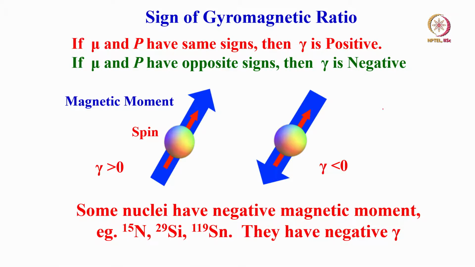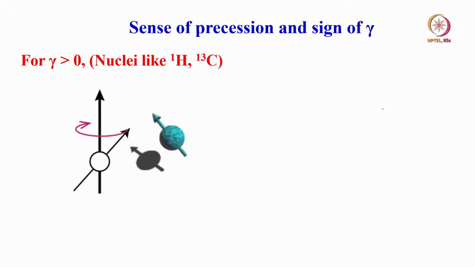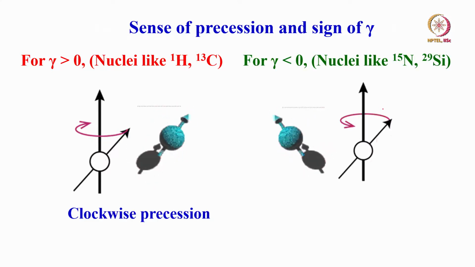You may ask me, so what? Positive or negative is a simple number. How does it matter? It has importance as far as the precession is concerned. For example, the sense of precession changes with the sign of gamma. For gamma greater than 0, it is rotating clockwise like this. For example, proton. You put the protons in the magnetic field, they start rotating like this in the clockwise direction. Similarly, carbon, all nuclei with gamma greater than 0, which are positive, rotate like this. Now what about other nuclei with gamma less than 0? See, now they are rotating in the opposite direction.